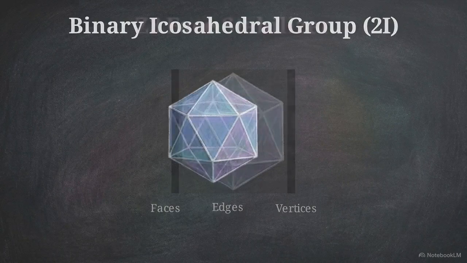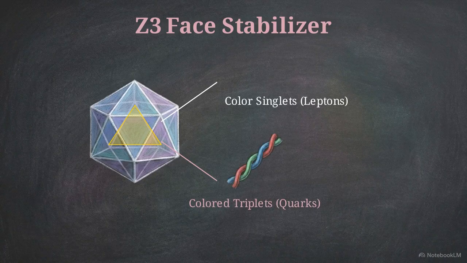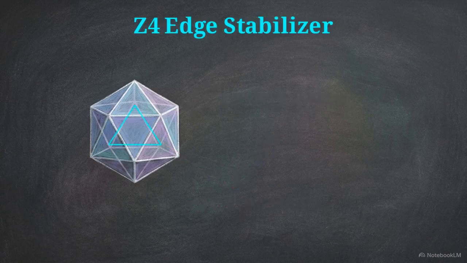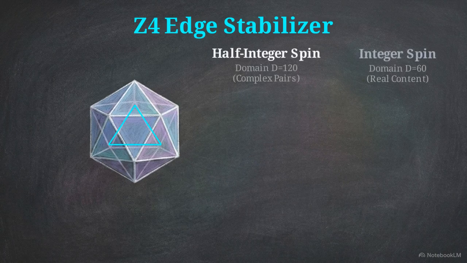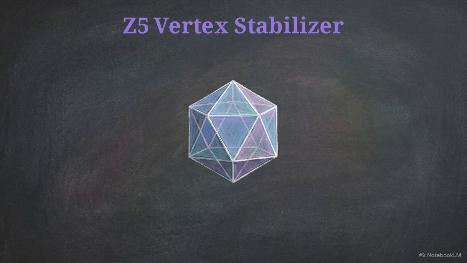The face stabilizer, Z3, is an order 3 subgroup. Restricting a propagating mode to this face geometry splits it into 2 distinct channels, color singlets for leptons and colored triplets for quarks. The edge stabilizer, Z4, has an order of 4. This edge geometry enforces the spin statistics connection. It assigns complex pairs to a domain of 120 for half-integer spin and real content to a domain of 60 for integer spin. The vertex stabilizer, Z5, is order 5.